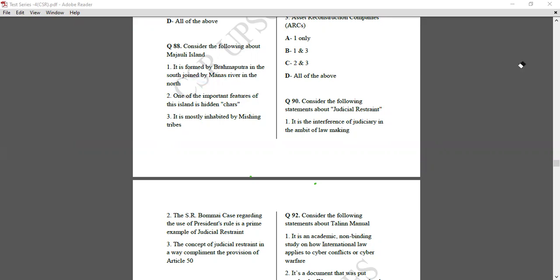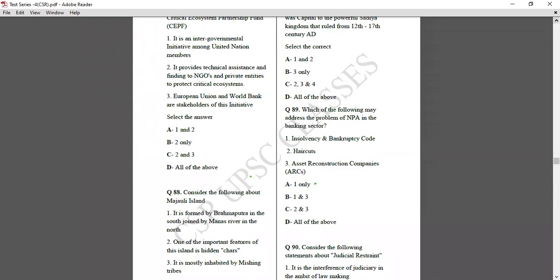Question number 89. Which of the following may address the problem of NPA, non-performing assets, in the banking sector? So it is related to economy. Now, the Insolvency and Bankruptcy Code, that is the IBC code of 2016. Yes, it has been quite successful in addressing the problem of NPA. It is correct. So one is correct. Okay.